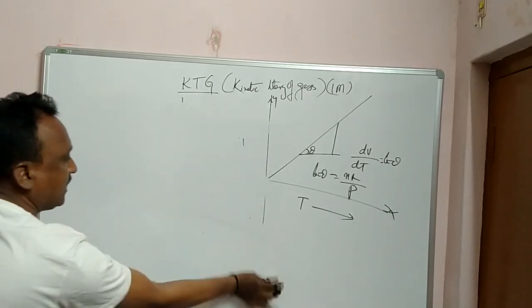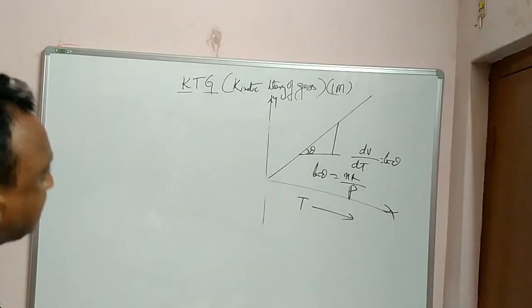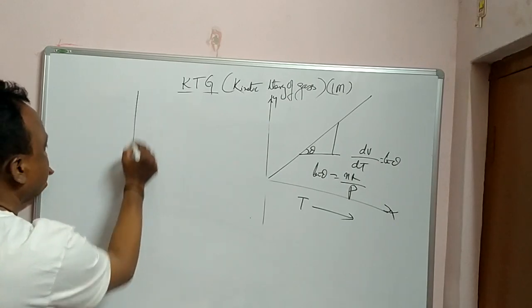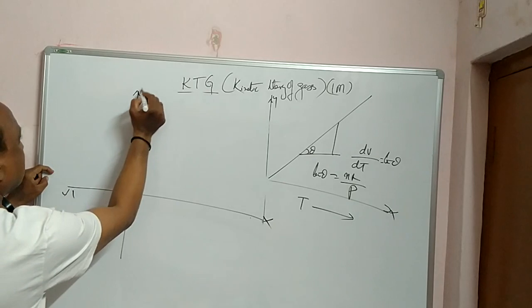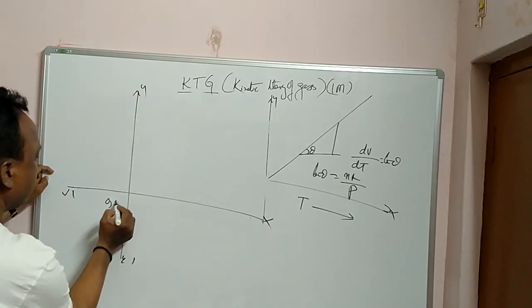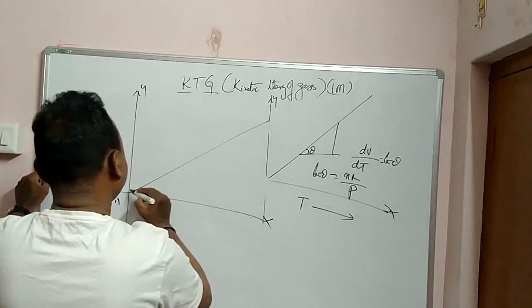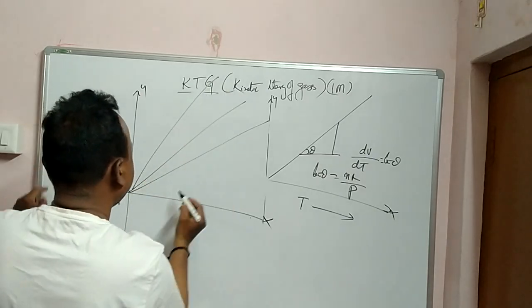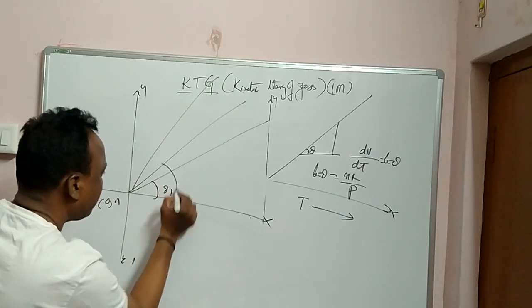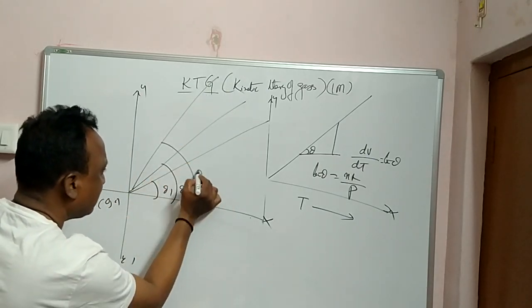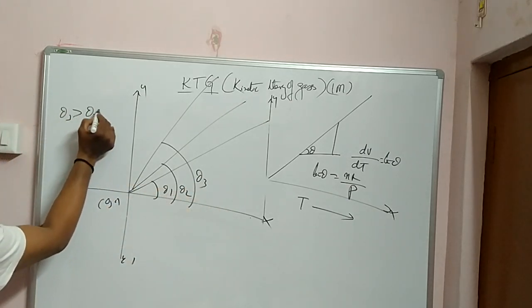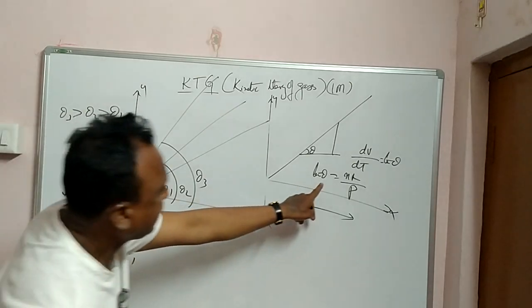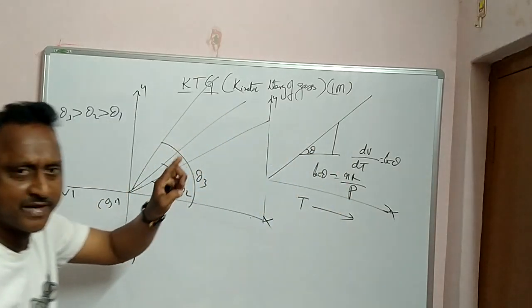I will give different graphs for that one. From Charles' law, the examination questions are like this. On the x-axis and y-axis, this is the origin. You will be given graphs like this, 1, 2, 3. This is theta 1, theta 2, theta 3. Here you can observe, theta 3 is greater than theta 2 greater than theta 1. So you can see tan theta is inversely proportional to pressure.